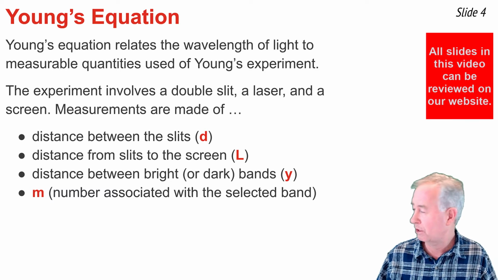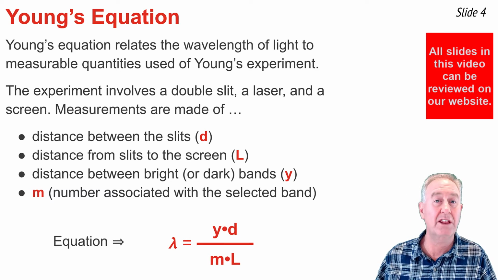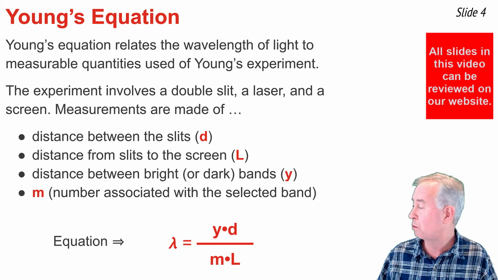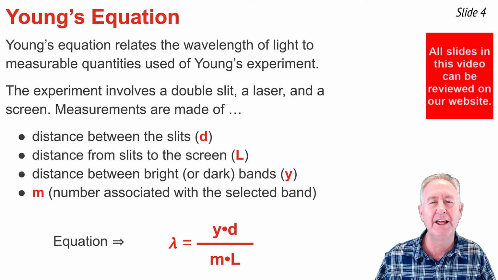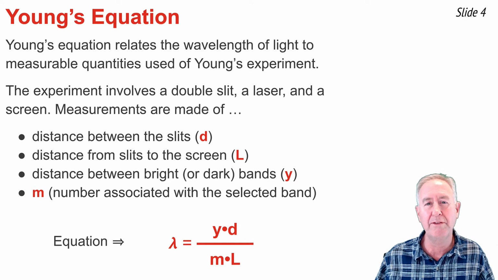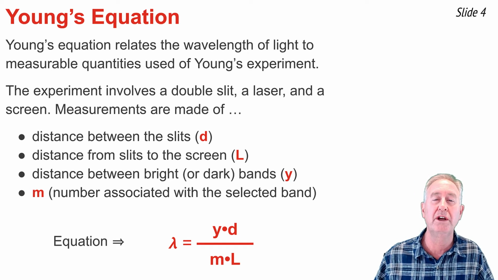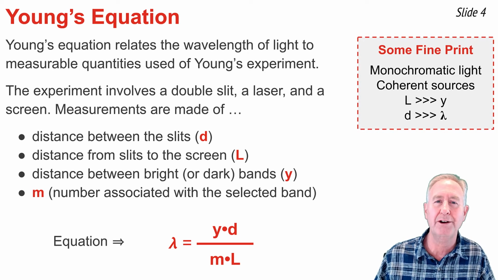Young's equation looks like this. The wavelength, lambda, is equal to y times d divided by m times L. In order for this equation to be valid, four things must be true. First, the light must be monochromatic. Using a laser ensures that.